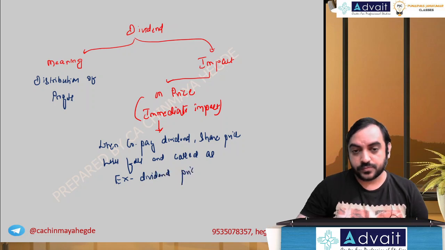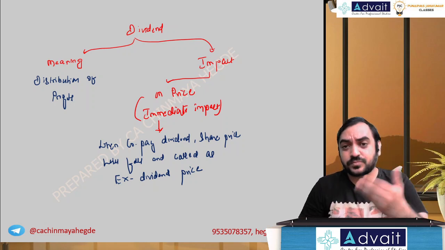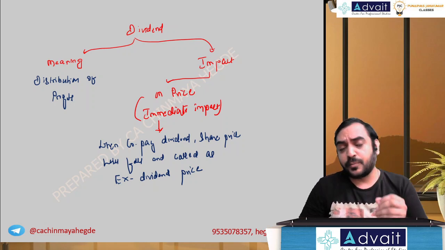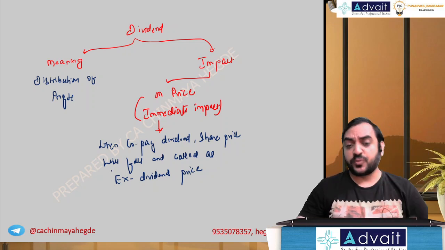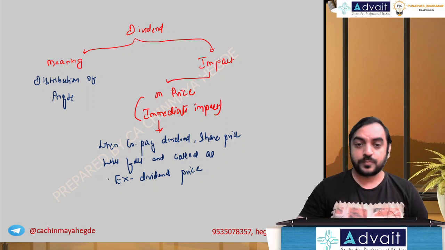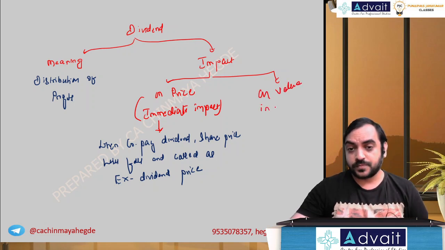In your Companies Act also you have record date, ex date, declaration date, right? When the payment is made, the share price will fall, because it's a distribution of profits, a distribution of net worth, a cash outflow. But what is the impact on value in the long term?